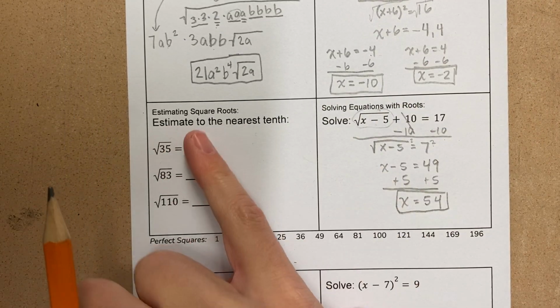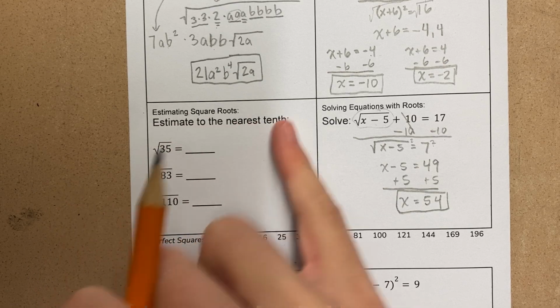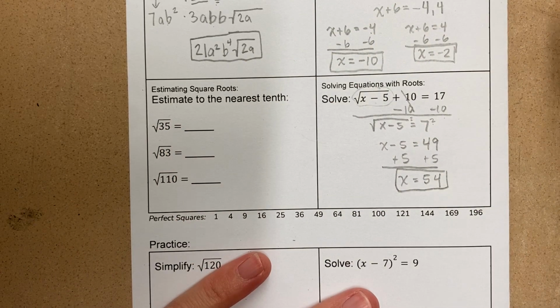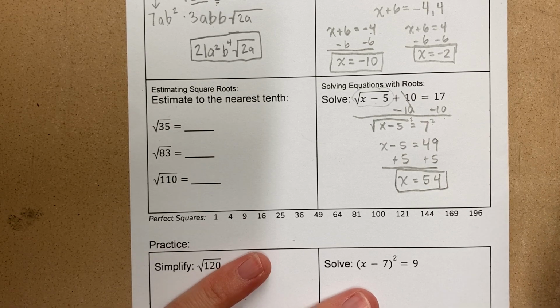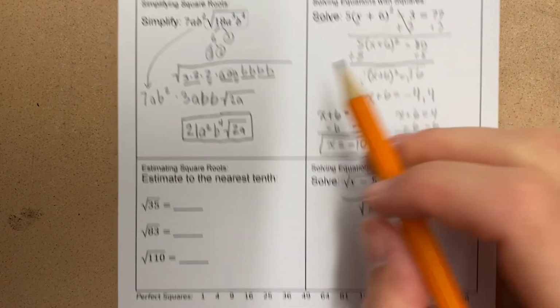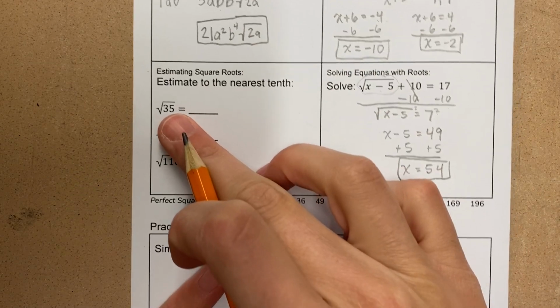Okay, last one. Estimating to the nearest tenth. So this is the square root of 35. It is not a whole number. If I put it in a calculator, it is ugly. It is a long, non-repeating decimal. Okay, so what we do is we sometimes simplify it like this, but we can also estimate.